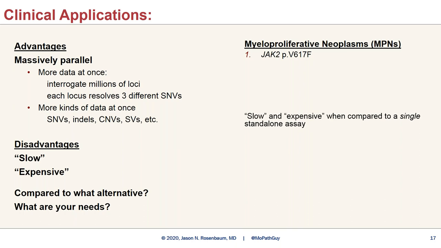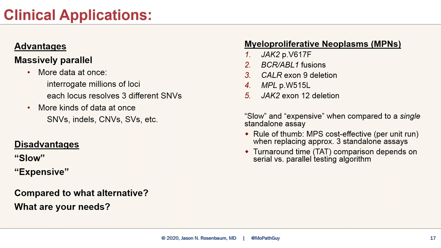But the issue is that often we're testing these things in algorithms where if someone tests positive for one thing, then you stop. But if they test negative, you have a decision tree and multiple other assays that may need to be administered. As a rule of thumb, there's some literature to support the idea that MPS is cost-effective per unit when replacing approximately 3 standalone assays. An effective comparison of turnaround time is a bit more complex because it depends on whether you would order everything up front or whether you would proceed down a stepwise algorithm or whether you do some kind of mixture of the two strategies. And it's also important to consider the global cost effectiveness of the platform.